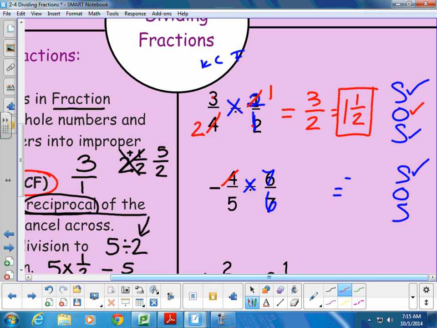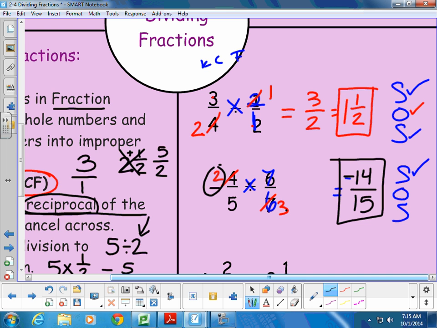I see 4: 2 goes into 4 twice, and 2 goes into 6 three times. So now I have a negative 2 times 7, which is a negative 14, over 5 times 3, which is 15. Since 15 and 14 don't have any common factors other than 1, I know that it is simplified. So we are good to go there. Okay? All right. A couple more on this end.